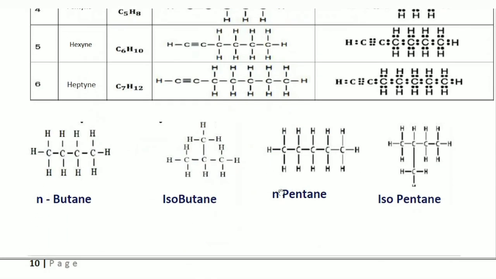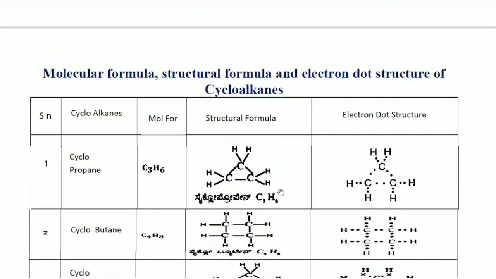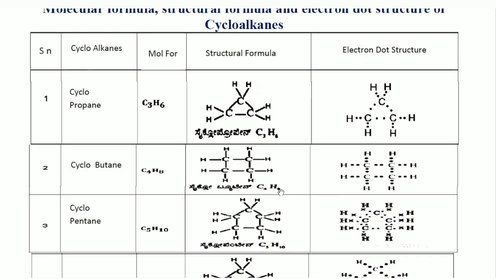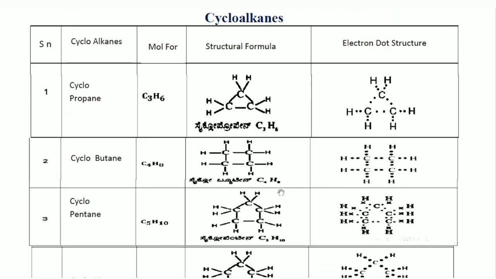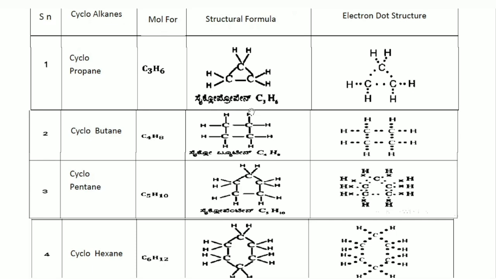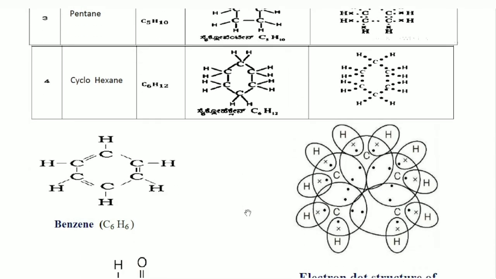The next one is cycloalkane. Cyclo means that it will be in a ring. Maybe triangle, maybe square, maybe pentagon, but it will be closed. Cycloalkane means the alkanes are in a closed form. See here cyclopropane, C3H6. You write it like that. This is the structure. Cyclobutane, cyclopentane, cyclohexane. And here I have given some other compounds, that is benzene, ethanoic acid.